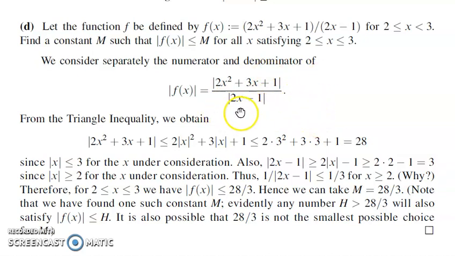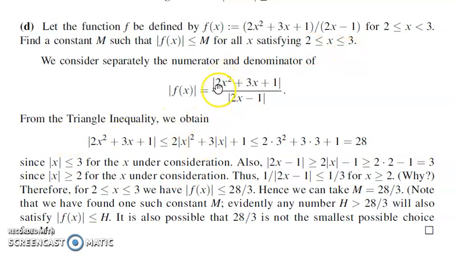That is, modulus of 2x minus 1 greater than q. So we have to find two numbers p and q which satisfy: modulus of 2x square plus 3x plus 1 should be less than p, and modulus of 2x minus 1 is greater than q. Keep in mind that here x is in between 2 and 3. We move on to the first case.